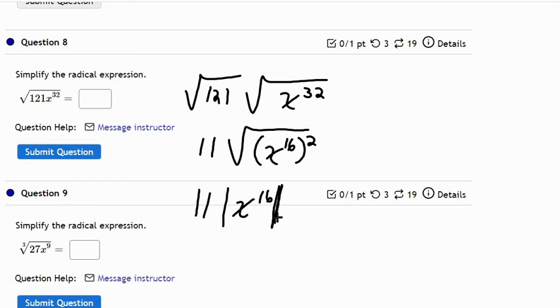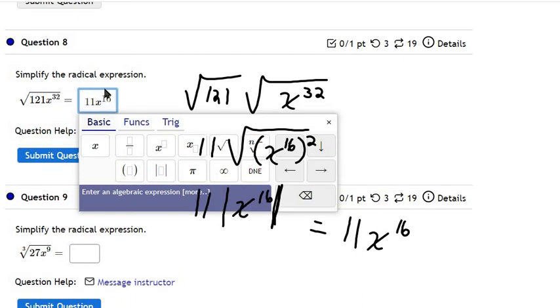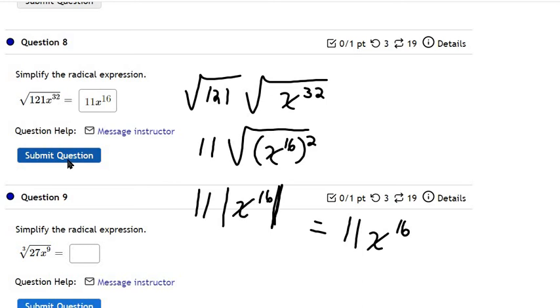Now, because x to the 16th is always positive, because when you raise even negative numbers to even powers, you get positive answers, because 16 is even, even if you put a negative in for x you'll get a positive answer, the absolute values are not necessary. Because x to the 16th is always positive, the answer then is just 11x to the 16th power. So that's the answer here. It's just 11x to the power of 16. And you don't need absolute value because 16 is even.